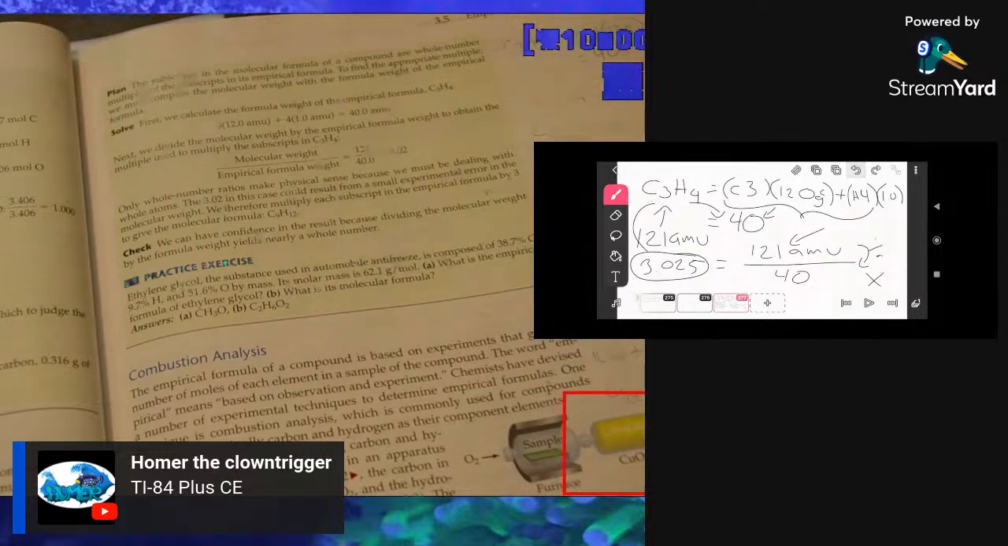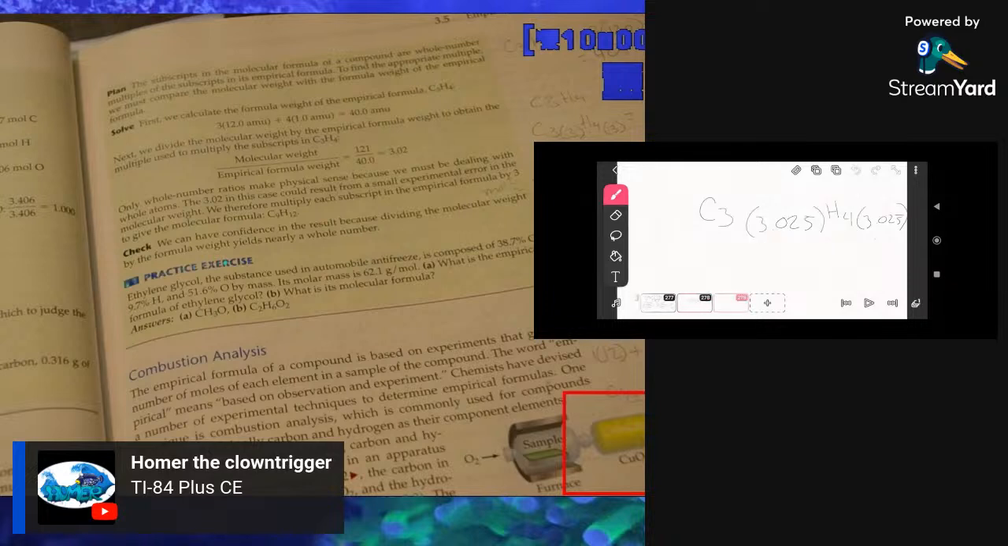So let's clear that up. What does that look like? You get the carbon times 3.025, so you can see what I'm doing, and then the hydrogen, 4. So now we get this number right there. Now we're going to multiply the 3 and that 4 by it, and we're going to get C9 and H12.